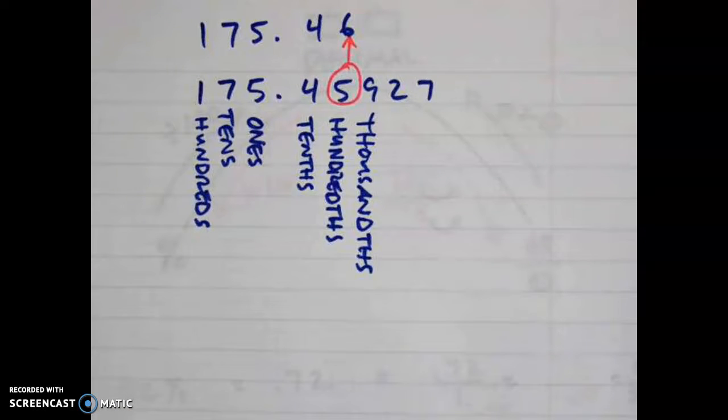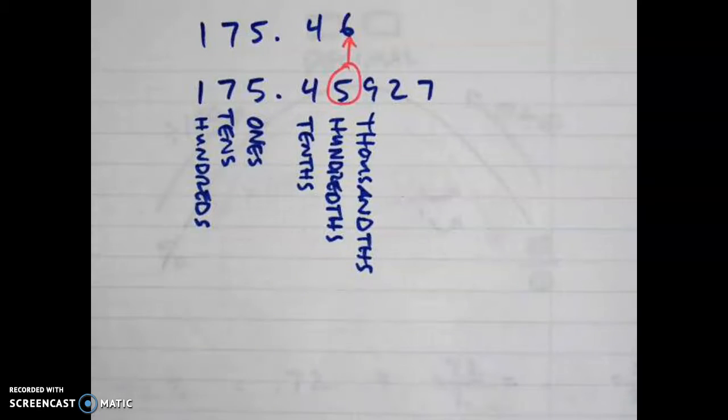Alright? So basically whatever number you're looking for, in our case we're looking for the hundredths, you look at the number after it. If you can give me a high five, the number goes up. If you can't give me a high five, if you don't have enough fingers, the number stays the same.